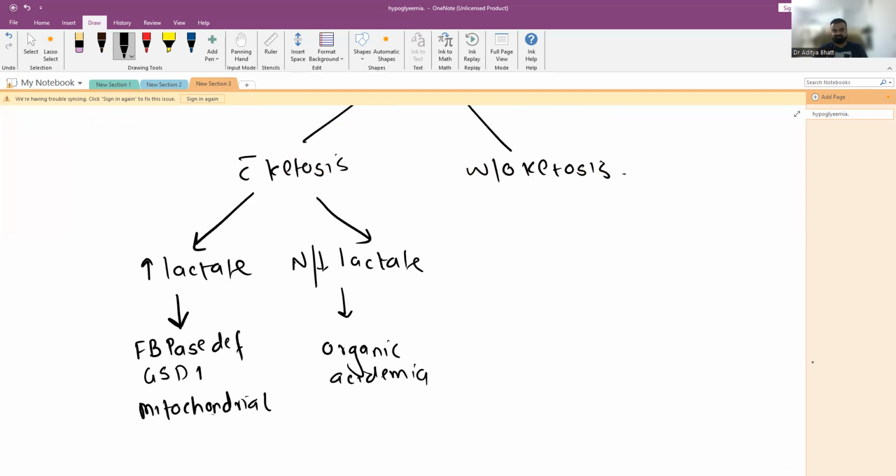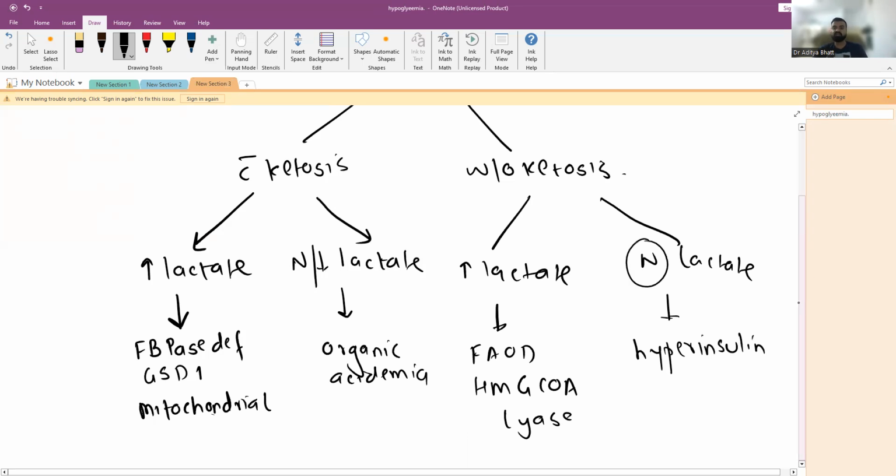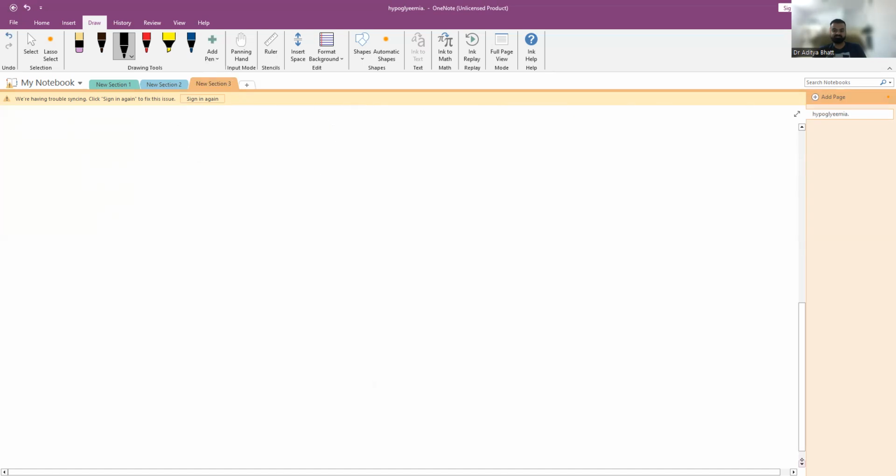Now without ketosis can also have increased lactate, and without ketosis with increased lactate is seen with fatty acid oxidation defect and HMG-CoA lyase deficiency. Normal lactate is seen with hyperinsulinism. Hyperinsulinemic hypoglycemia has normal lactate because insulin is there to prevent ketosis. Insulin is there to prevent huge amounts of gluconeogenesis. Or HMG-CoA synthase deficiency. Synthetase or synthase deficiency is the ideal example for this.